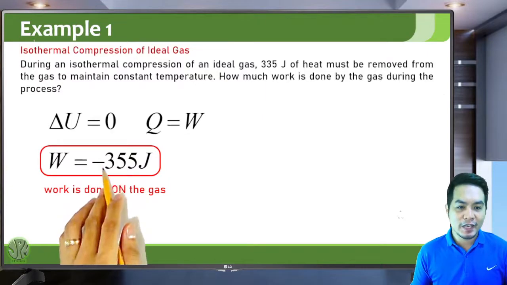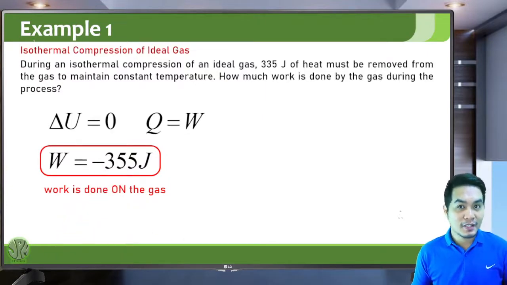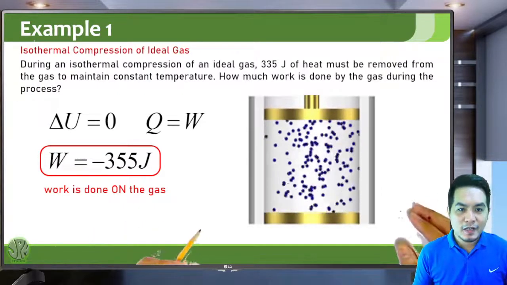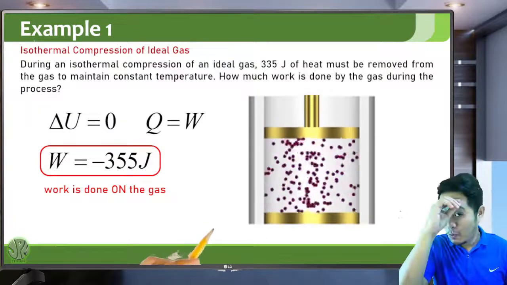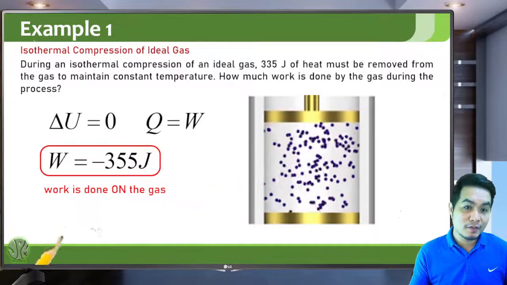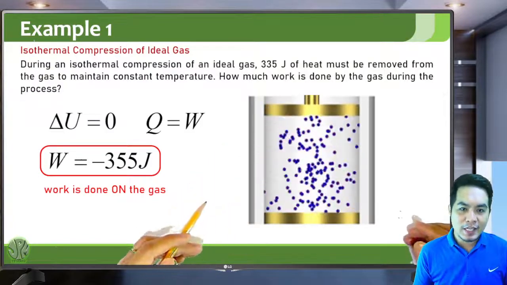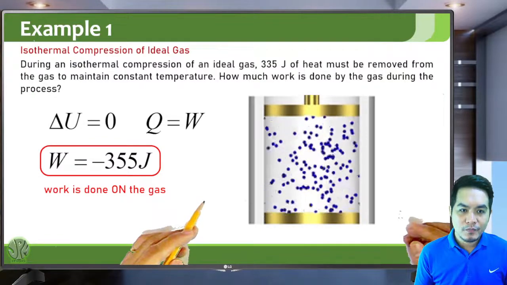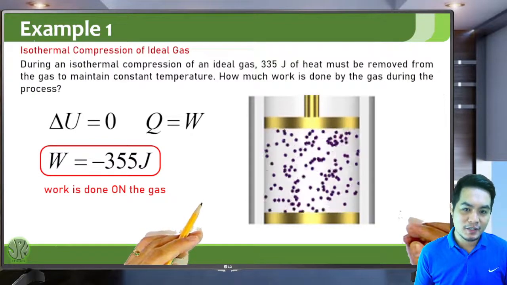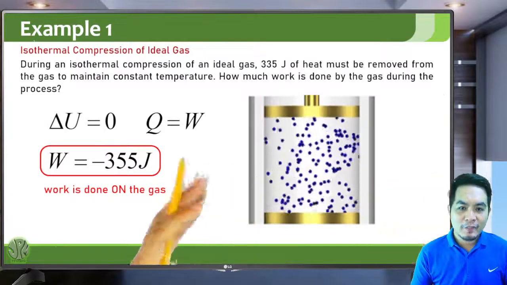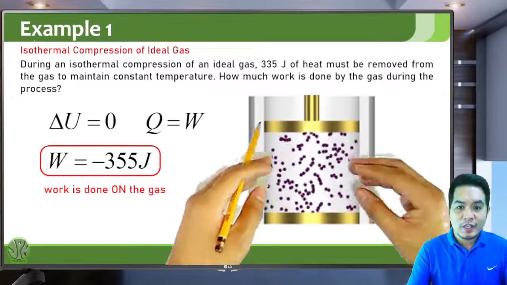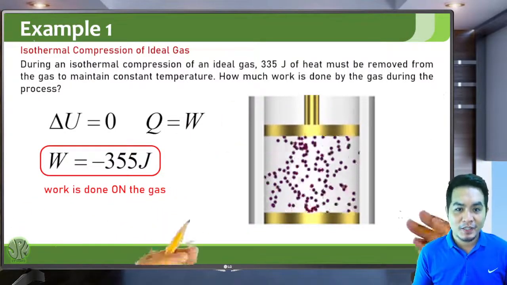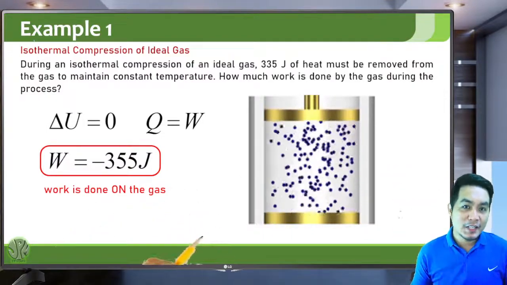The negative sign in the work implies that work is not done by the gas, work is done on the gas. This is a picture of an isothermal compression of an ideal gas. The one doing the work is actually the surroundings of the gas, in this case the piston, and this will increase the pressure of the gas while decreasing its volume. But the temperature remains the same because the gas is releasing heat to the surroundings. That's how it maintains its temperature. It releases heat to maintain an isothermal temperature.